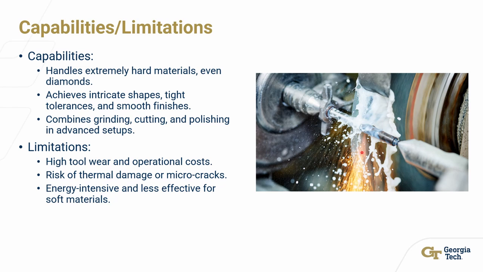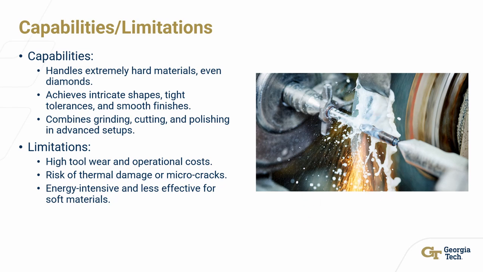However, some limitations are that abrasive tools will ultimately wear out faster, leading to higher operational costs. It is also energy intensive and unsuitable for machining soft and ductile materials, such as aluminum, which will inadvertently clog the abrasive or make the abrasive be smoothed out without actually finishing or polishing the material itself.